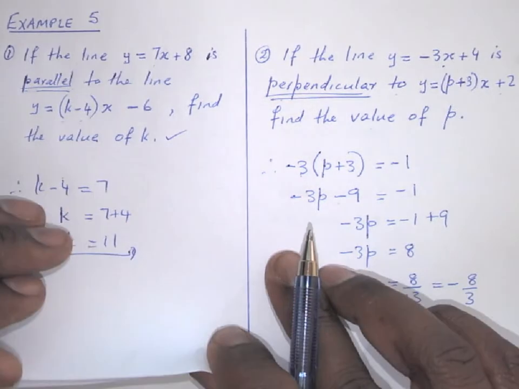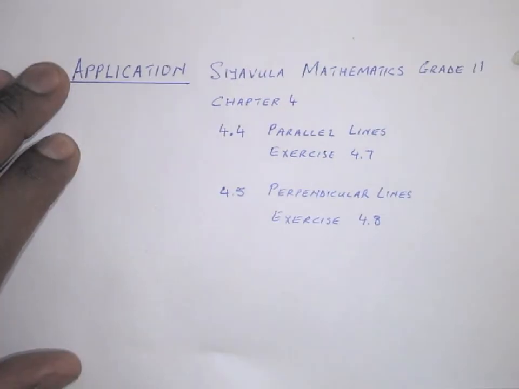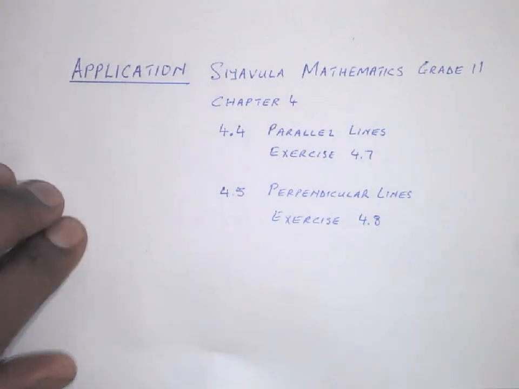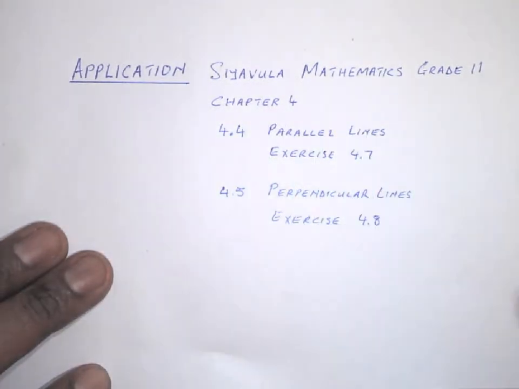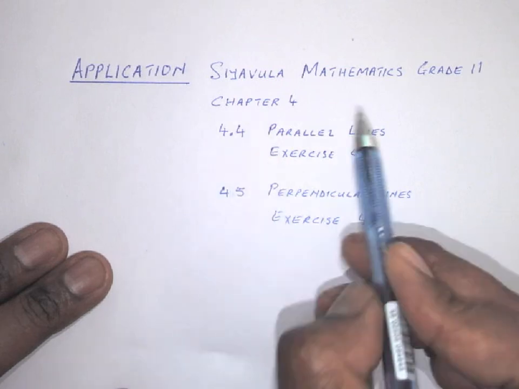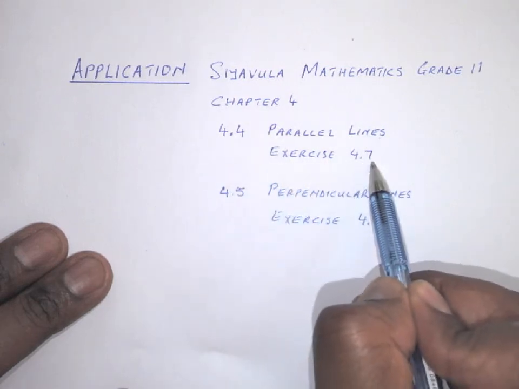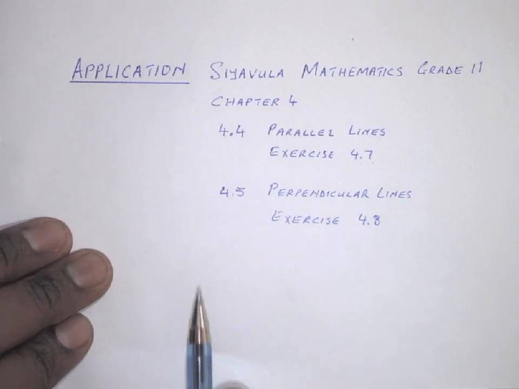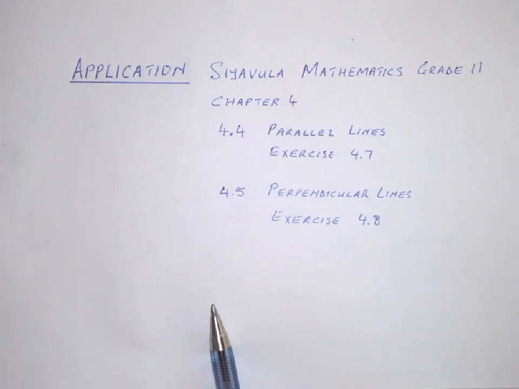Okay. On your own, guys, this is so simple. It's the last section in the book. Work on your own from the Siyavula Maths book for Grade 11, chapter 4. You do 4.4 and 4.5. It's parallel lines, exercise 4.7. The perpendicular lines would be 4.8. Enjoy, they're easy to do.